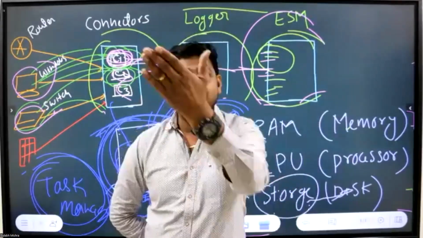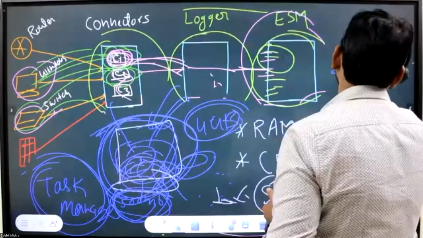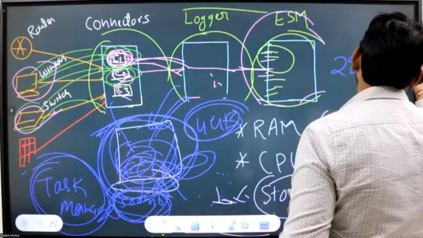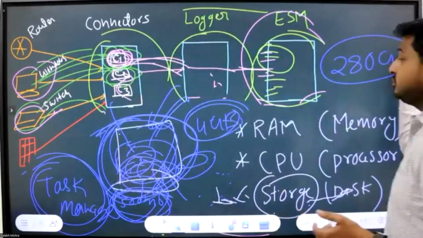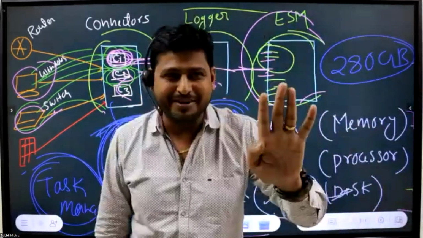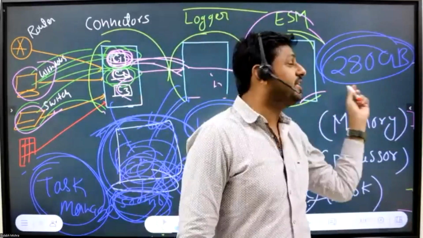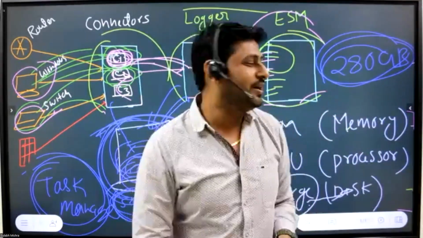For example, in our server we have around 280 GB of memory. 280 GB of memory. You can see your typical laptop has 4 GB memory, RAM. In our server we have 280 GB of RAM. You can divide by 4.